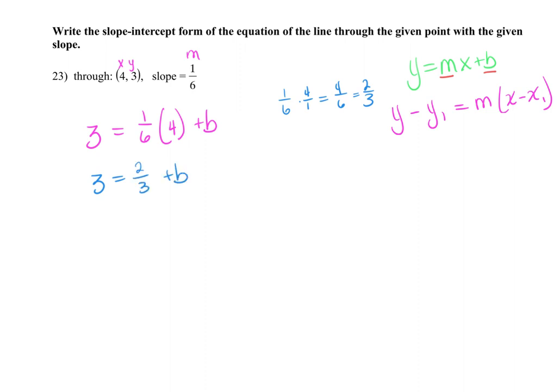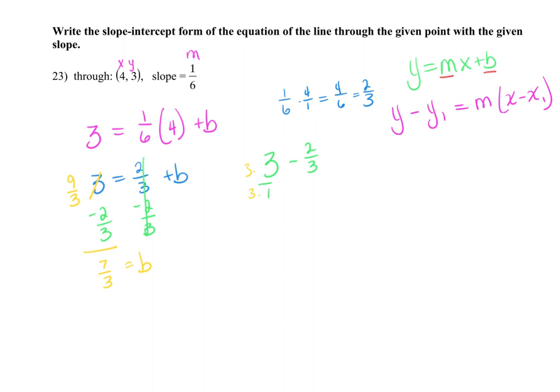2/3 plus b. To solve for b, I'm going to subtract 2/3 from both sides. Cancels here. Remember, when I'm subtracting 3 and 2/3, I need a common denominator. That common denominator is 3. So I multiply the top and bottom by 3. So I can change this 3 to 9/3. So I have 9/3 minus 2/3. That's 7/3. All I have done at this point is solve for b.